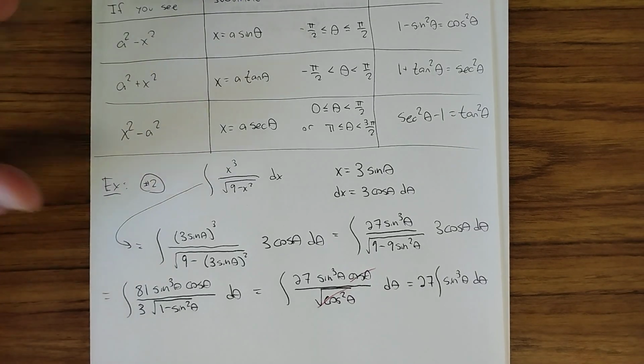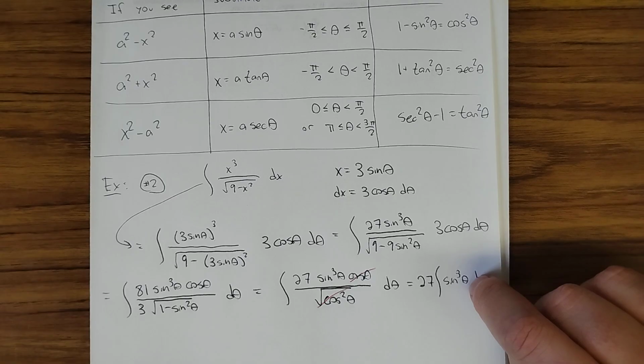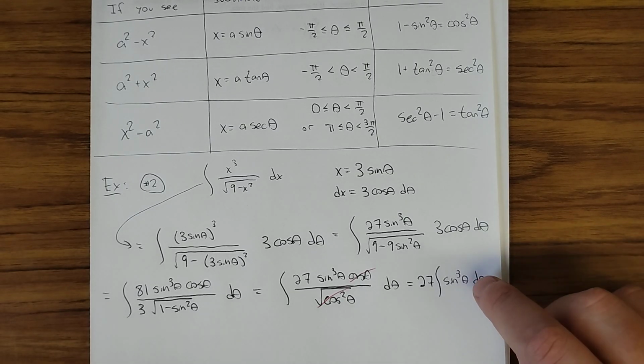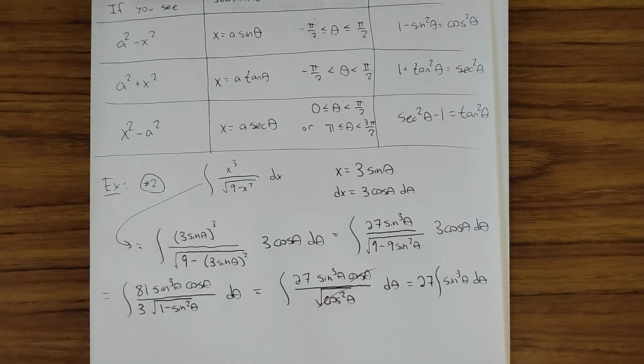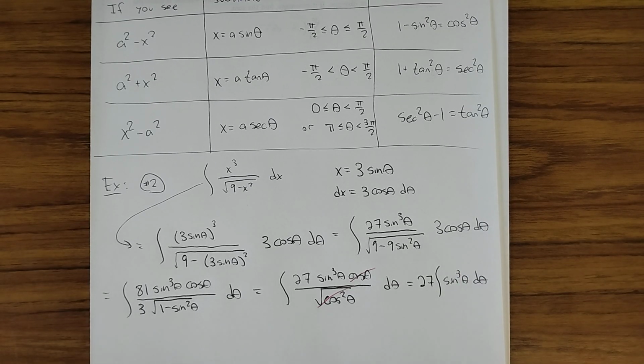So I end up with 27 sine cubed theta d theta. All right, luckily we just learned all about how to integrate powers of sine and cosine. So I don't see a cosine here, but we can act like it's cosine to the 0. And for powers of sine and cosine, as we learned, what you look for is an odd power. The invisible cosine is an even power, because that's like cosine to the 0. But the sine does have an odd power.